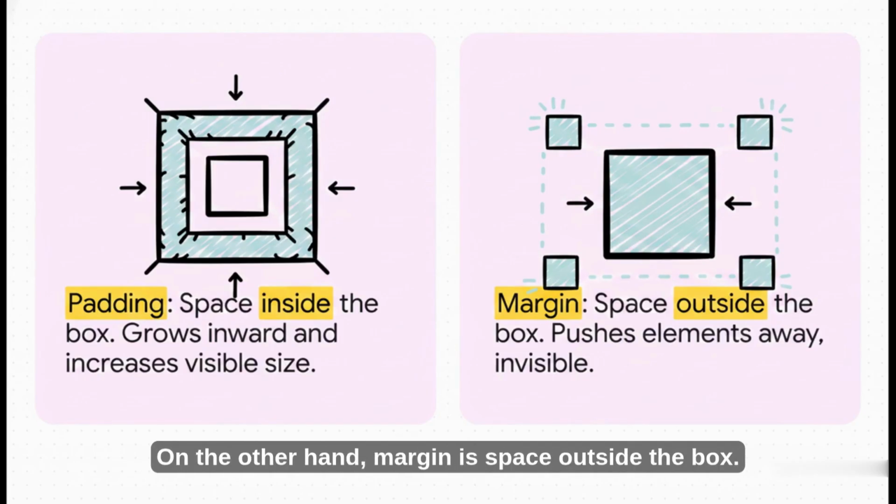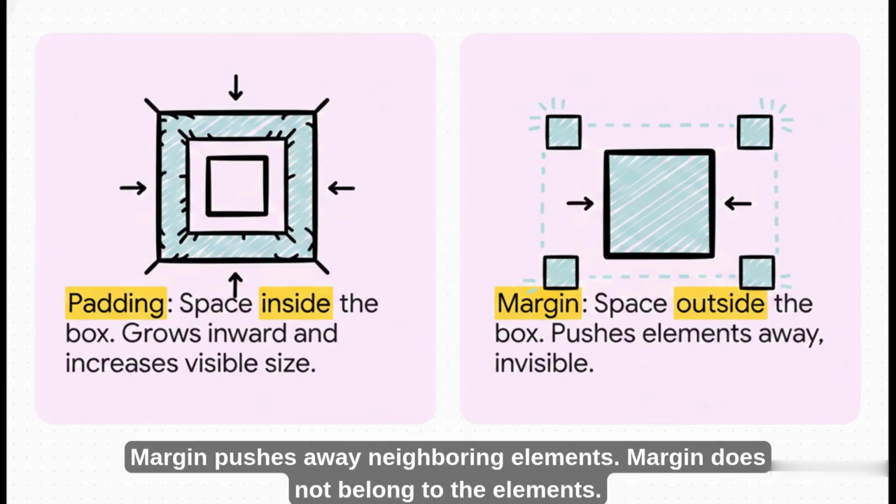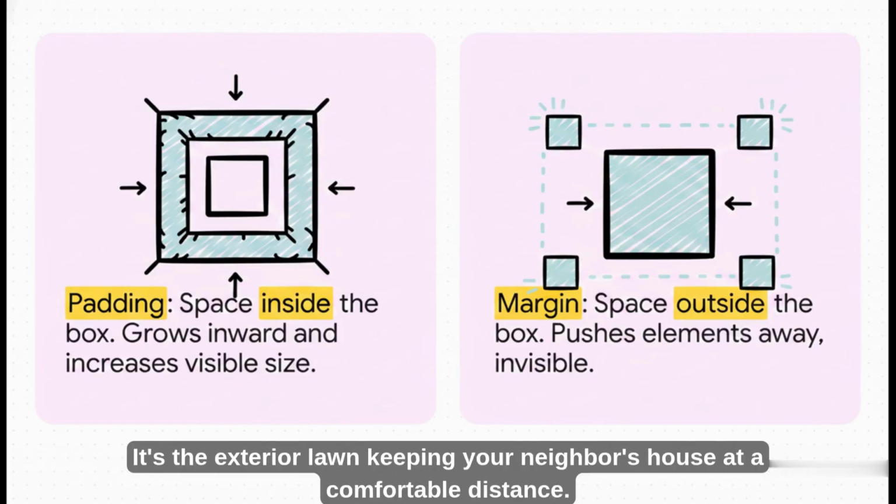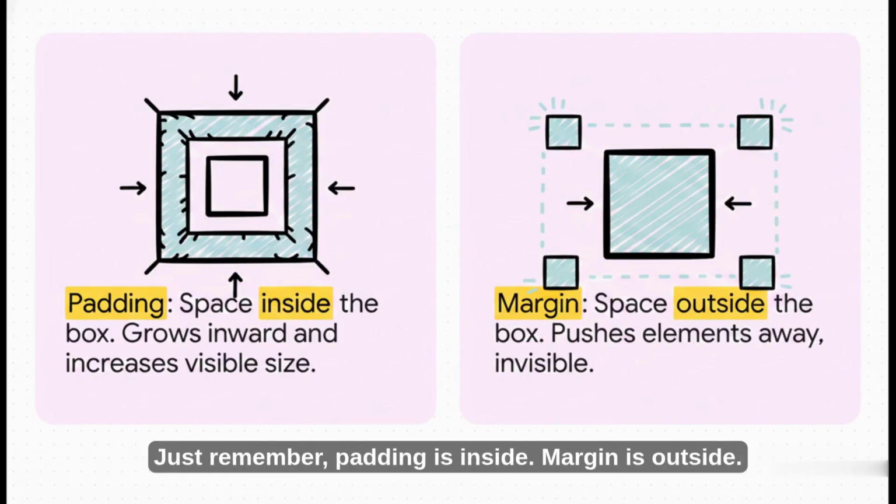On the other hand, margin is space outside the box. Margin pushes away neighboring elements. Margin does not belong to the element. It has no background color. It's completely invisible. It's the exterior lawn keeping your neighbor's house at a comfortable distance. Just remember, padding is inside, margin is outside.